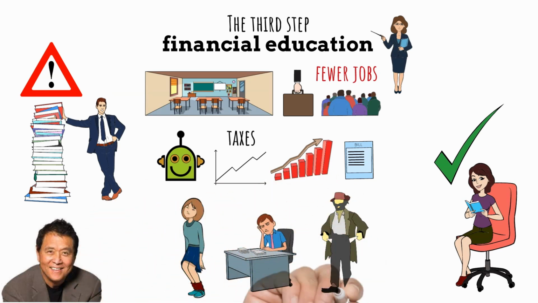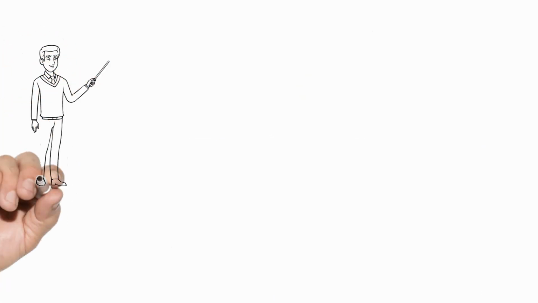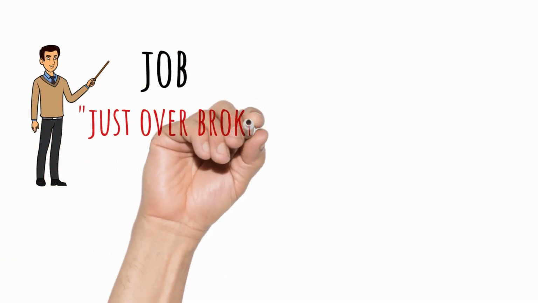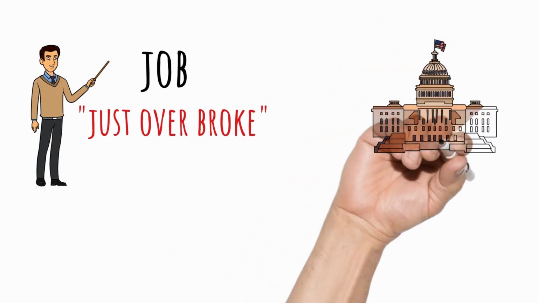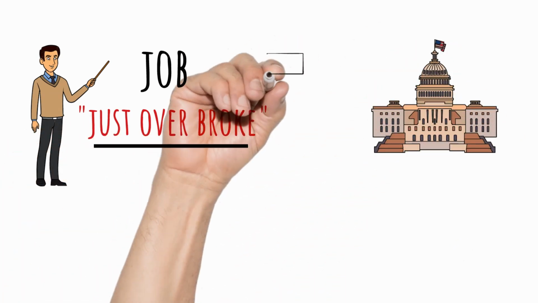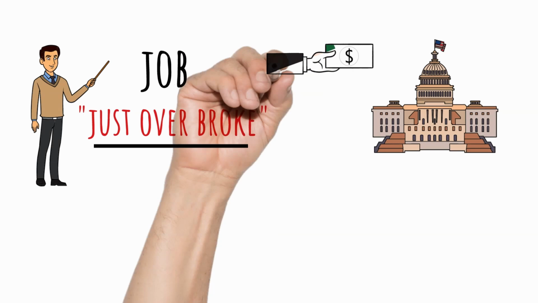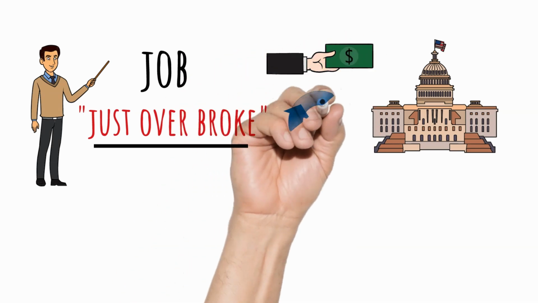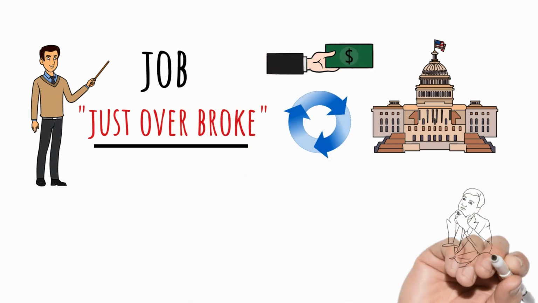You may not have known this, but the word job actually stands for just over broke. The government wants to keep you at just over broke so that you continue paying them high taxes and stay on the treadmill of working for earned income and then paying taxes. Is this how you want to live your life? Or do you want to be financially free?